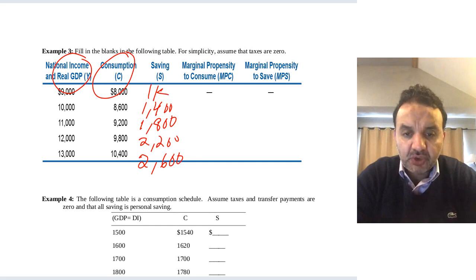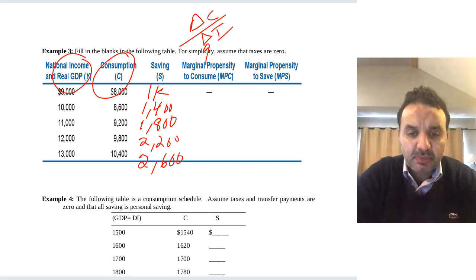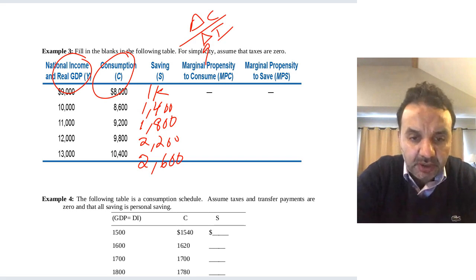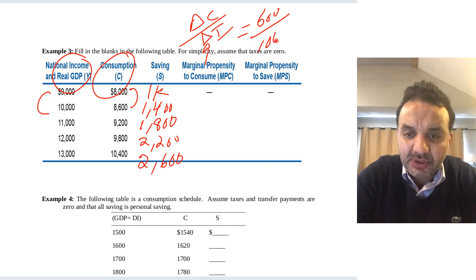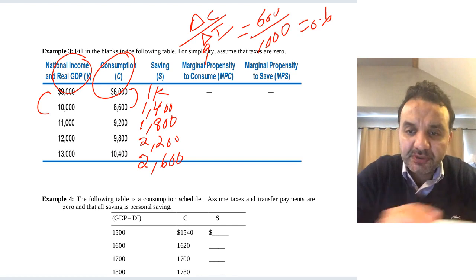Okay, so the marginal propensity to consume, as a reminder, is the change in consumption divided by the change in income. Here, again, you can take any two numbers. So the change in consumption here equals 600, divided by the change in income, which is equal to 1,000. And this will give you 0.6.